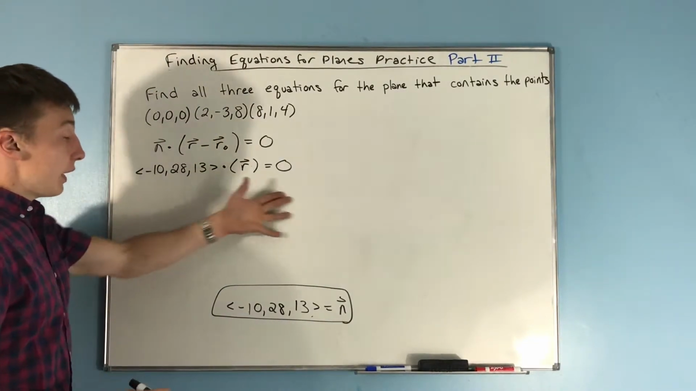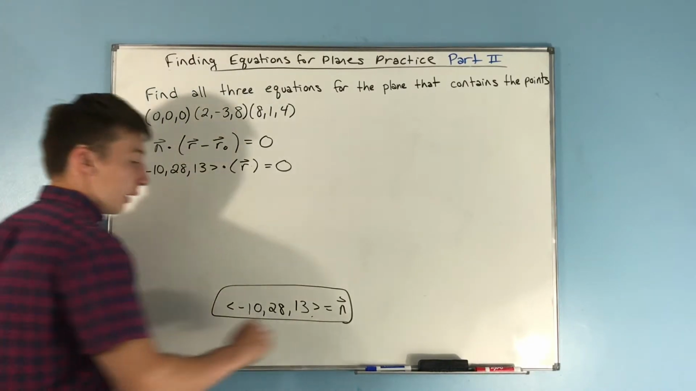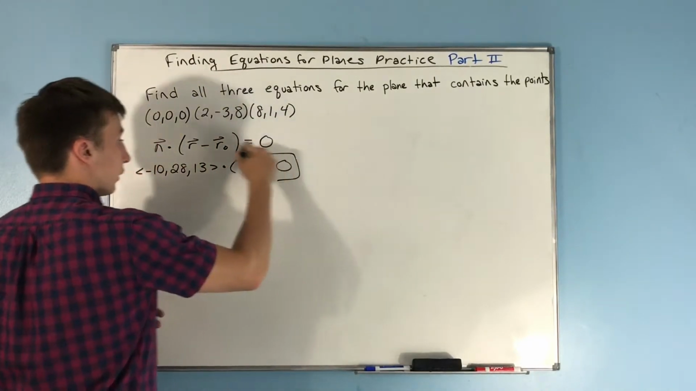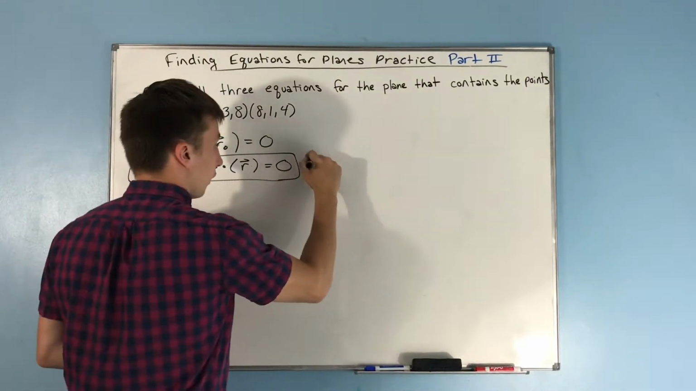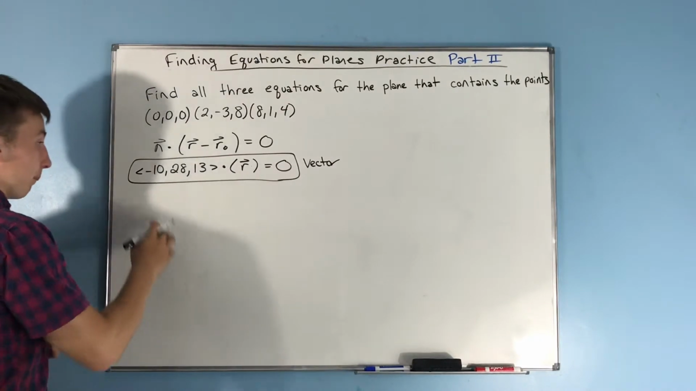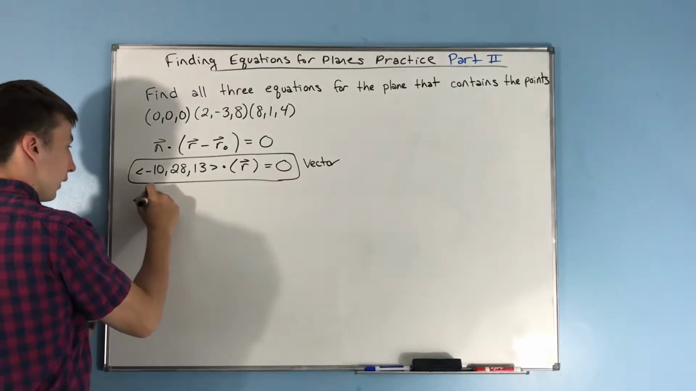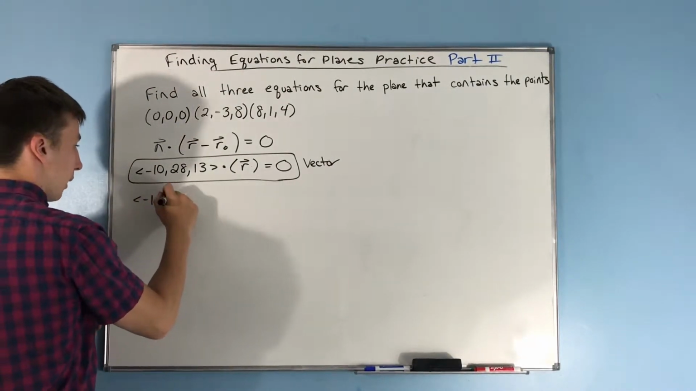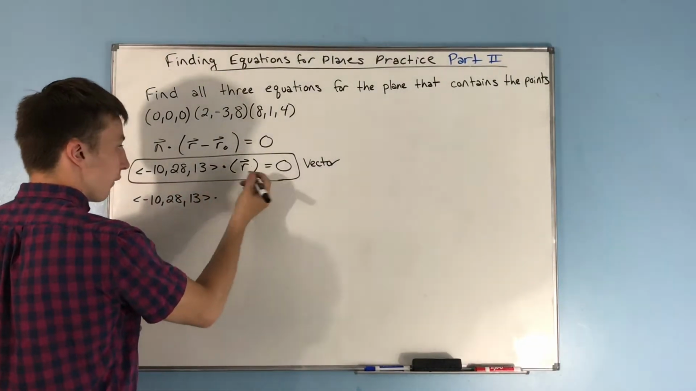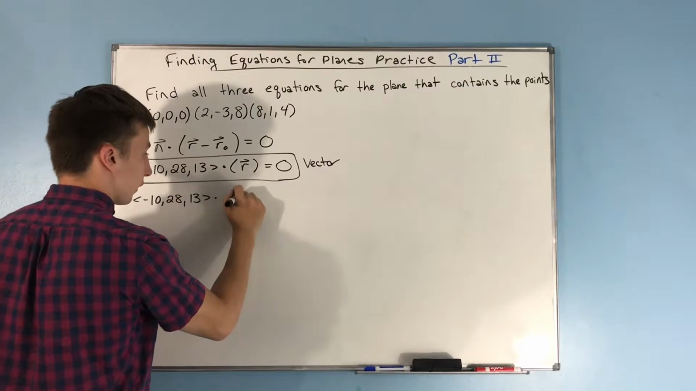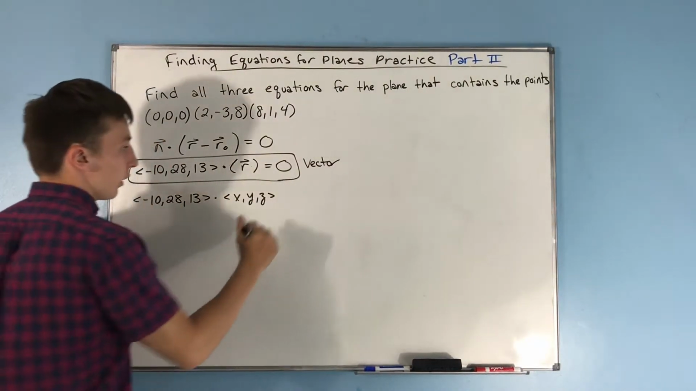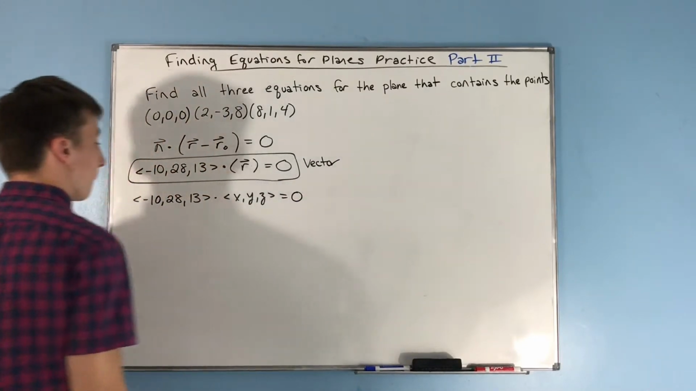So now we can just compute this dot product, because right now, this right here is our vector equation. If we start computing this dot product, we'll get the scalar equation. Right here we have negative 10, comma 28, comma 13. We're dotting that with vector r, which is the same thing as x, y, z, just some point that's on the plane. And that's going to equal 0.